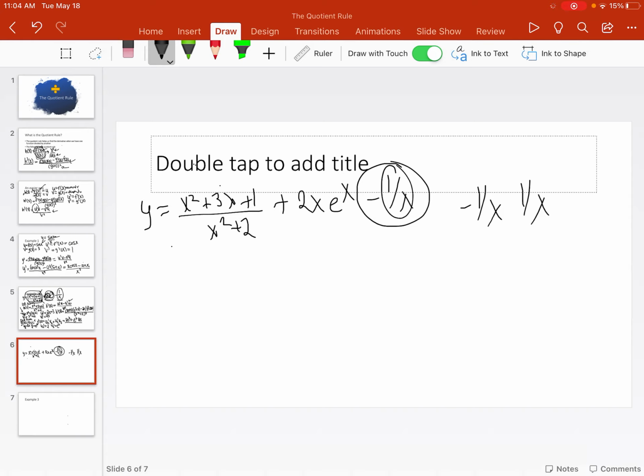So, keep track of your signs. That's very important, otherwise you'll get the wrong answer. So what we're going to do, we're just going to take the derivative of 1 over x, and we're just going to leave the negative out. So let's do that. Let's take the derivative of 1 over x.